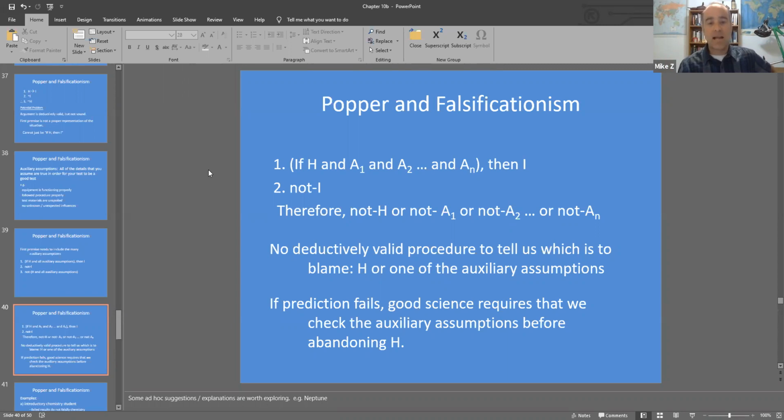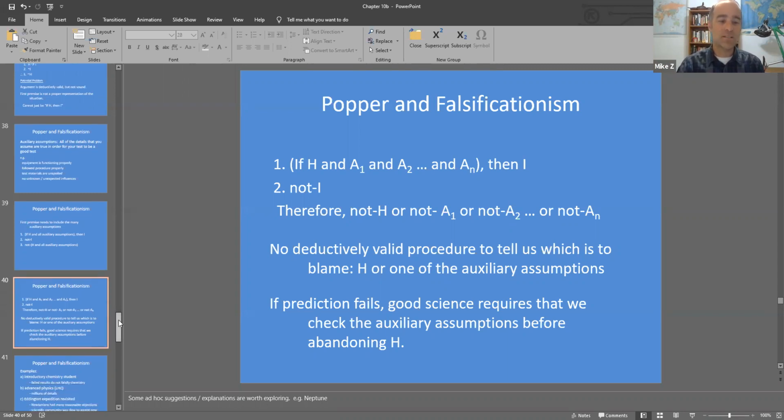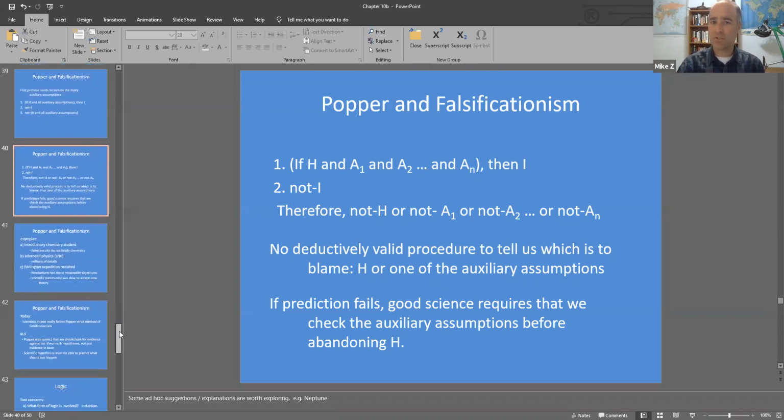And if it's not obvious, one of the auxiliary assumptions was there aren't any other big planets that have a gravity strong enough to be pulling on Uranus and causing it to deviate from the Newtonian prediction. Well, it turned out that assumption was false, and they did the work and figured it out. So this is all just sort of evidence, right? Reasons for thinking that Popper's method is just way too strict.